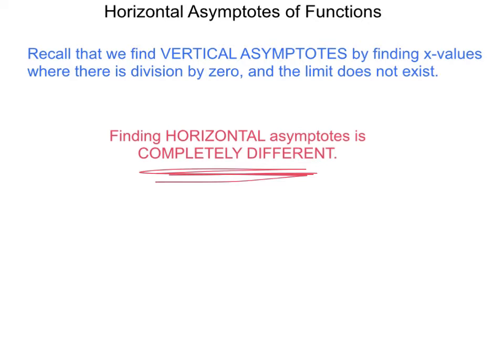I hear all the time people say, oh, vertical asymptotes, that's where the bottom is zero. So horizontal asymptotes, that must be where the top is zero. No, completely wrong. Finding horizontal asymptotes actually requires limits. We need limits in order to find horizontal asymptotes, and I'm going to show you how we do that. But I wanted to get out of the way first that finding horizontal asymptotes is a different process from finding vertical asymptotes.